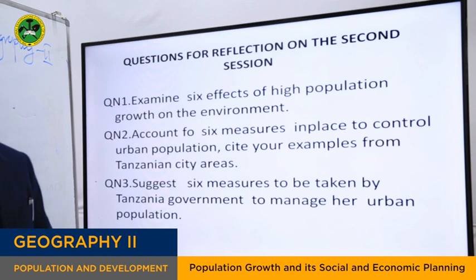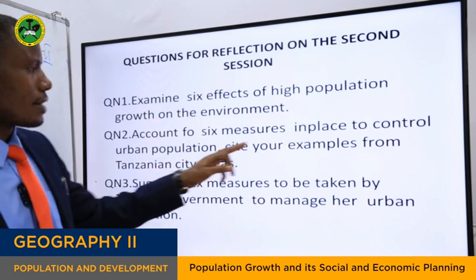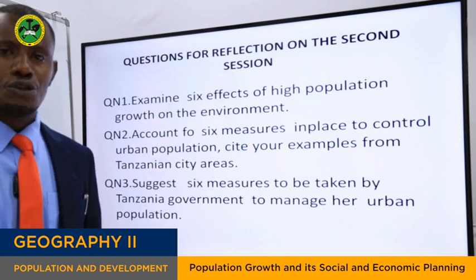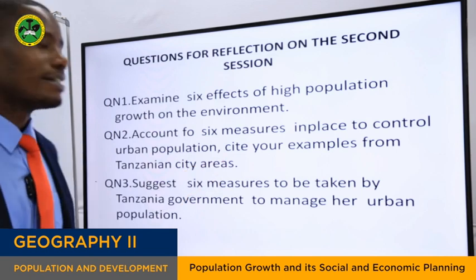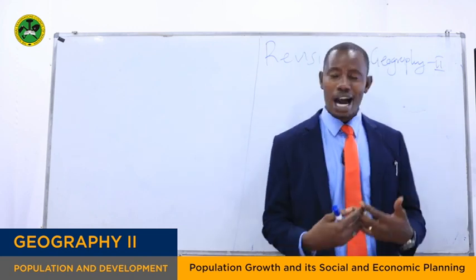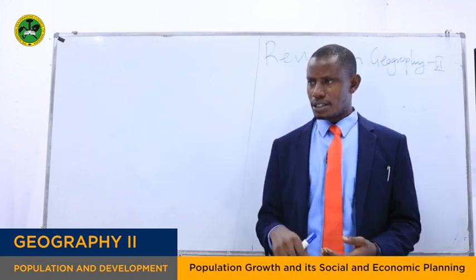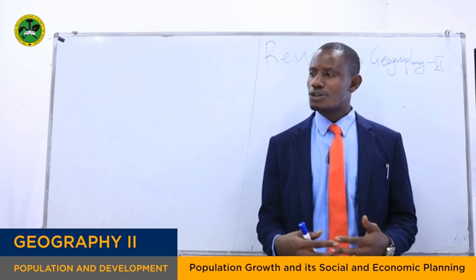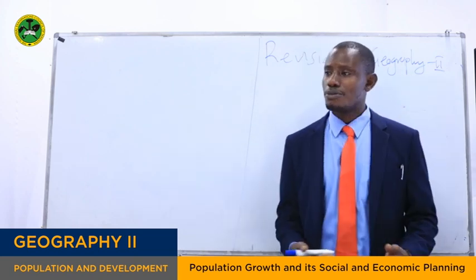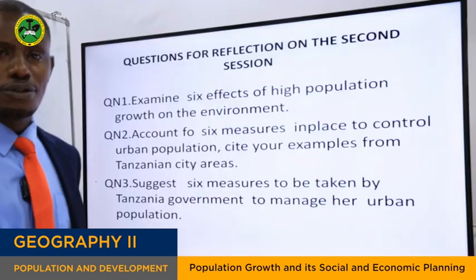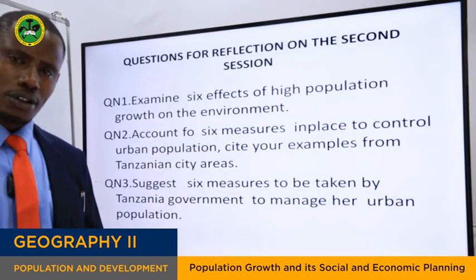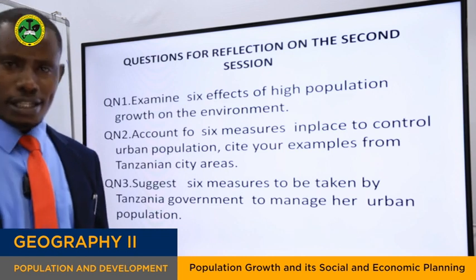Question number two is about accounting for the 6 measures in place to control urban populations. You should cite your examples from cities in Tanzania. That question is asking us to account for the measures in place that are intended to control the population specifically in urban areas. The urban areas we're talking about are Dar es Salaam, Dodoma, Arusha, Mbeya, and Mwanza. So we want to cross-check what's happening along the urban areas.